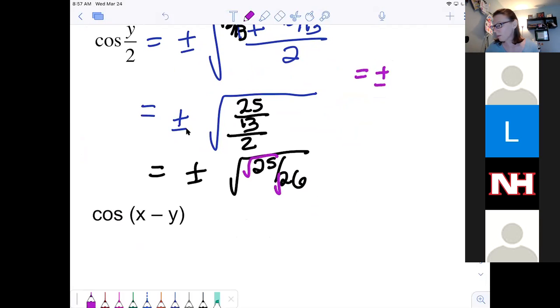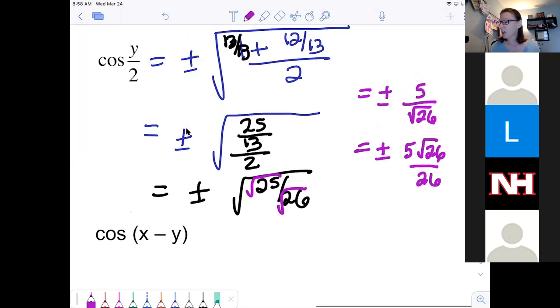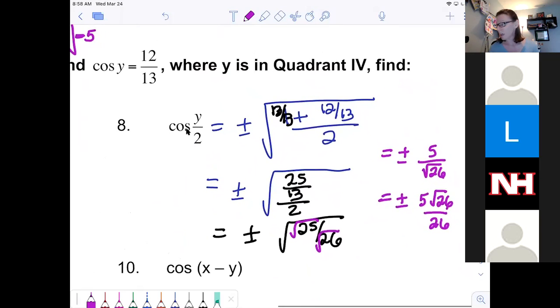you can take the square root individually. So you end up with 5 over root 26, which is really plus or minus 5 root 26 over 26 rationalized. So don't forget about simplifying it. I can take the square root individually when a fraction is underneath. That's called the quotient property of radicals. So there's a plus or minus in front of this. And that is because cosine is positive in 2 quadrants and it's negative in 2 quadrants. If you look at the given information, we're talking about the cosine of y over 2, and they tell us that y is in quadrant 4.